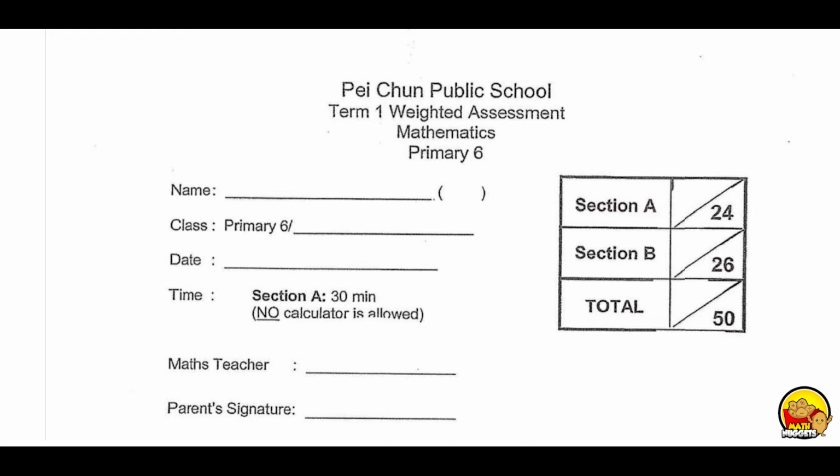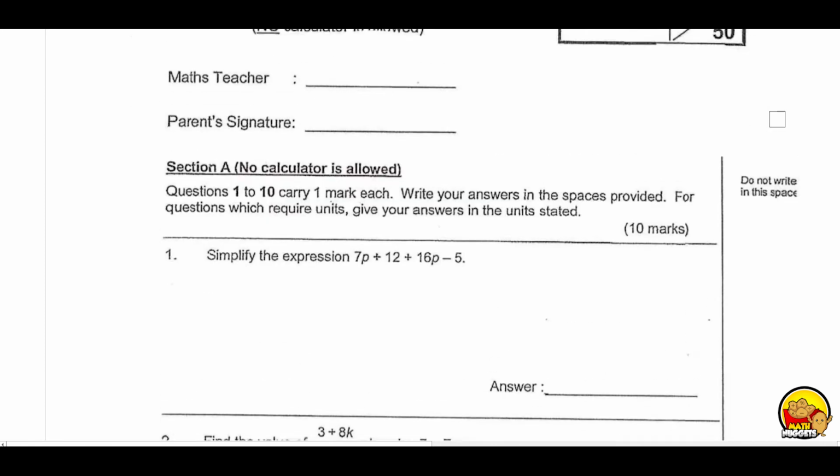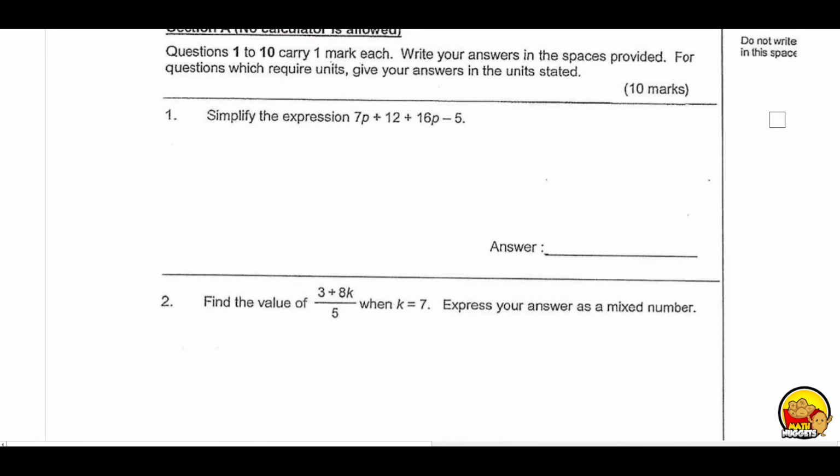So in this video, we'll be going through Chun's CA1, P6 CA1 2020 paper. So let's look at question 1. Section A, no calculator allowed. Question 1, simplify the expression.